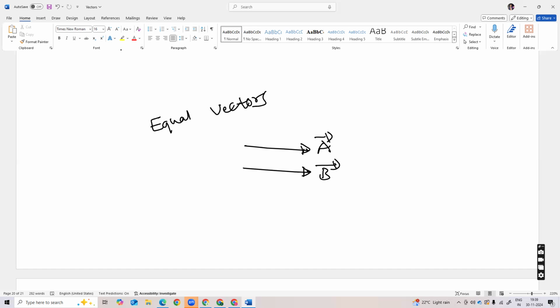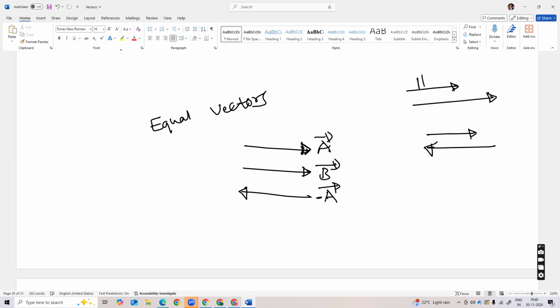Similarly, if you make a vector which is exactly opposite to vector A, in the reverse direction, we can write it as negative vector A, because only the direction is different, exactly opposite to A, and the magnitude is the same. You can call it a negative or opposite vector. Similarly, if two vectors are parallel, you can call them parallel vectors. If they are parallel but pointing in opposite directions, they are called anti-parallel vectors.